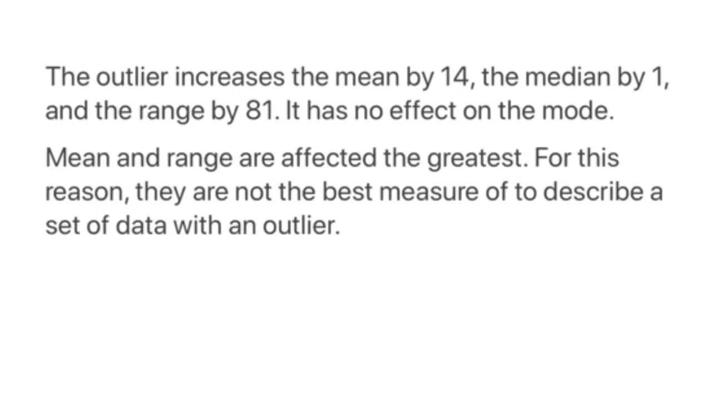So just based off the conclusions that we drew, if it has no effect on the mode, it's probably the best to use, depending on what the problem is asking us for. That's always very important. Mean and range are affected the greatest. And for this reason, they are not the best measure to describe a set of data with an outlier. So I want you to take a minute and copy this conclusion into your notes underneath of the previous example that you just copied. Pause the video and do that now.